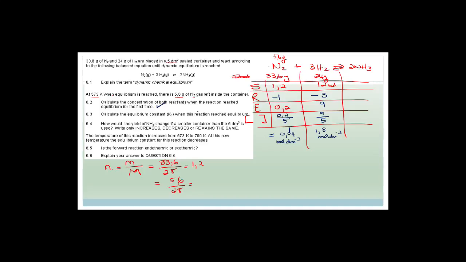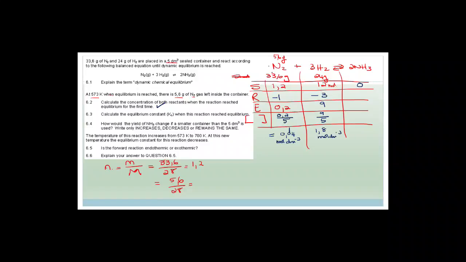Now it says calculate the equilibrium constant when this reaction has reached equilibrium. In order to do that, we actually need to work out the equilibrium concentration of ammonia as well. So we're going to assume that since they didn't say anything about any ammonia being placed in the sealed container, we started off with 0, yeah?